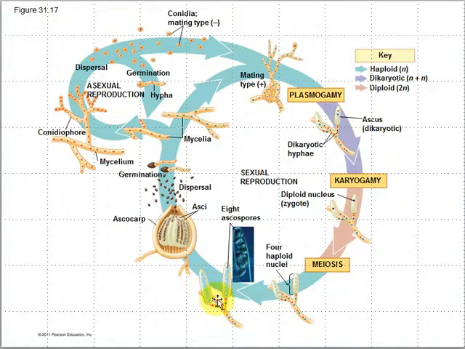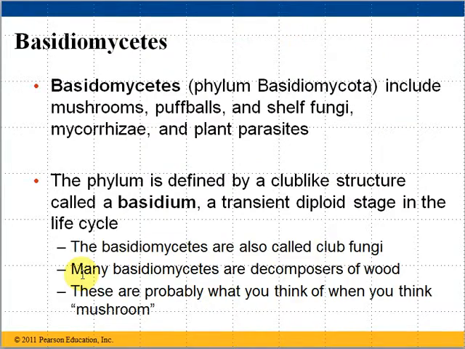The last group of fungi we're going to take a look at are the basidiomycetes. The basidiomycetes include mushrooms. That's probably what most people think of when they think of fungi. They also include puffballs, which you've probably seen before, those big round shaped mushroom things that when you step on them there's a plume of powder that comes out. Those are actually spores. And shelf fungi, mycorrhiza, and different kinds of plant parasites. The phylum is defined by a club-like structure called the basidium, which is a transient diploid stage in the life cycle. So these basidiomycetes are also called club fungi, and many basidiomycetes are decomposers of wood.